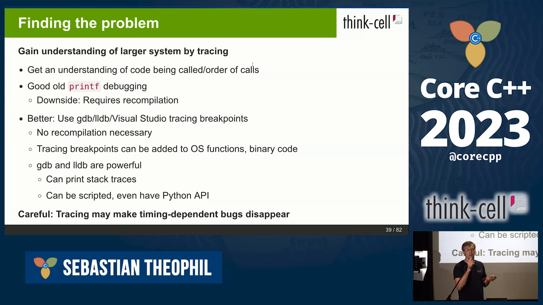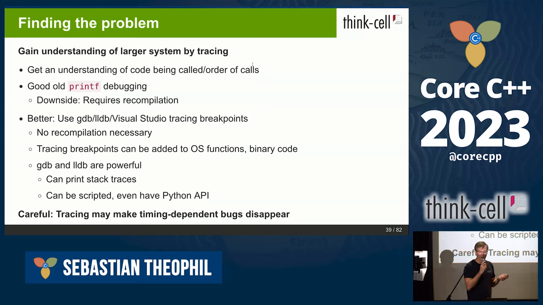GDB and LDB are even more powerful. You can make them print the stack trace when they hit a certain breakpoint. So you can not only find out what is called in which order, you can also find out quickly by whom that is called. That can be very useful information about where that is coming from. And they can even be scripted. LDB and GDB can be scripted via Python.